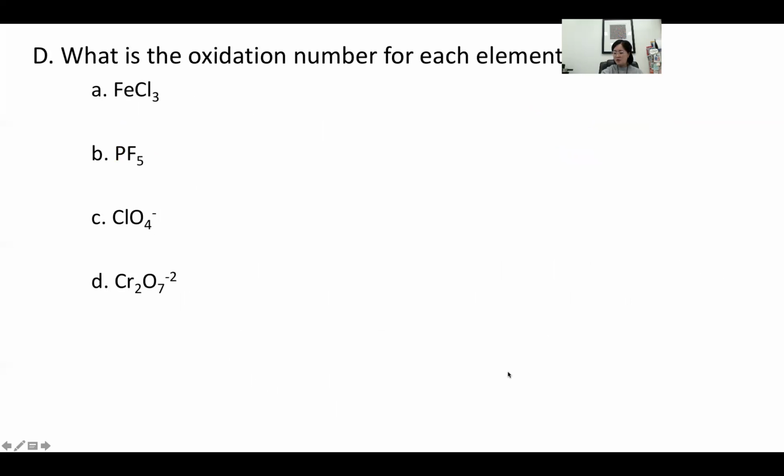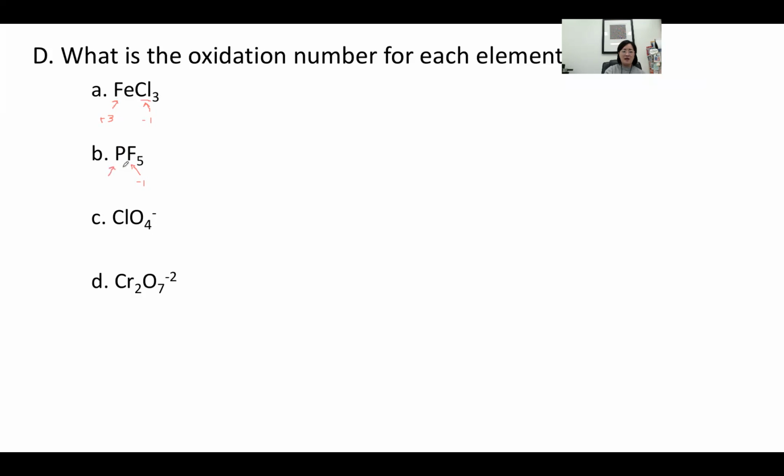Let's go ahead and do these 4 examples together. If you remember this from last year, you could even pause the video and do it on your own. Otherwise, you could just keep listening to me talking. All right, so chlorine, we know it's -1. There's 3 of them, so I know the Fe is going to be +3. So I would say that iron has a +3 oxidation number. Each chloride ion has a -1. Here, the fluoride is -1. There are 5 of them.